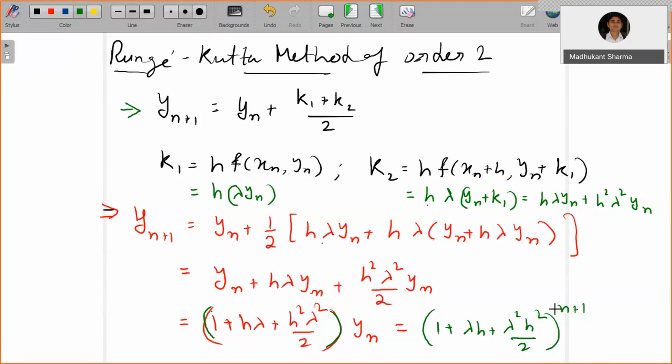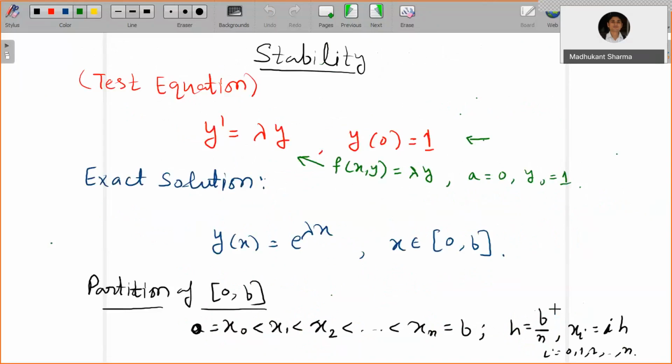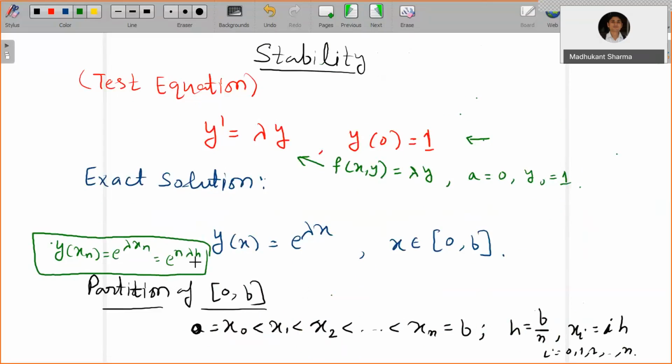You know that the exact solution is e to the power lambda x. If you replace x by nh, you will get the solution. So what will be the solution? Y at xn is going to be e to the power lambda xn. But xn is nh, so e to the power n lambda h. This is going to be the exact value. Now we want to take the difference between the exact value and the approximated value.